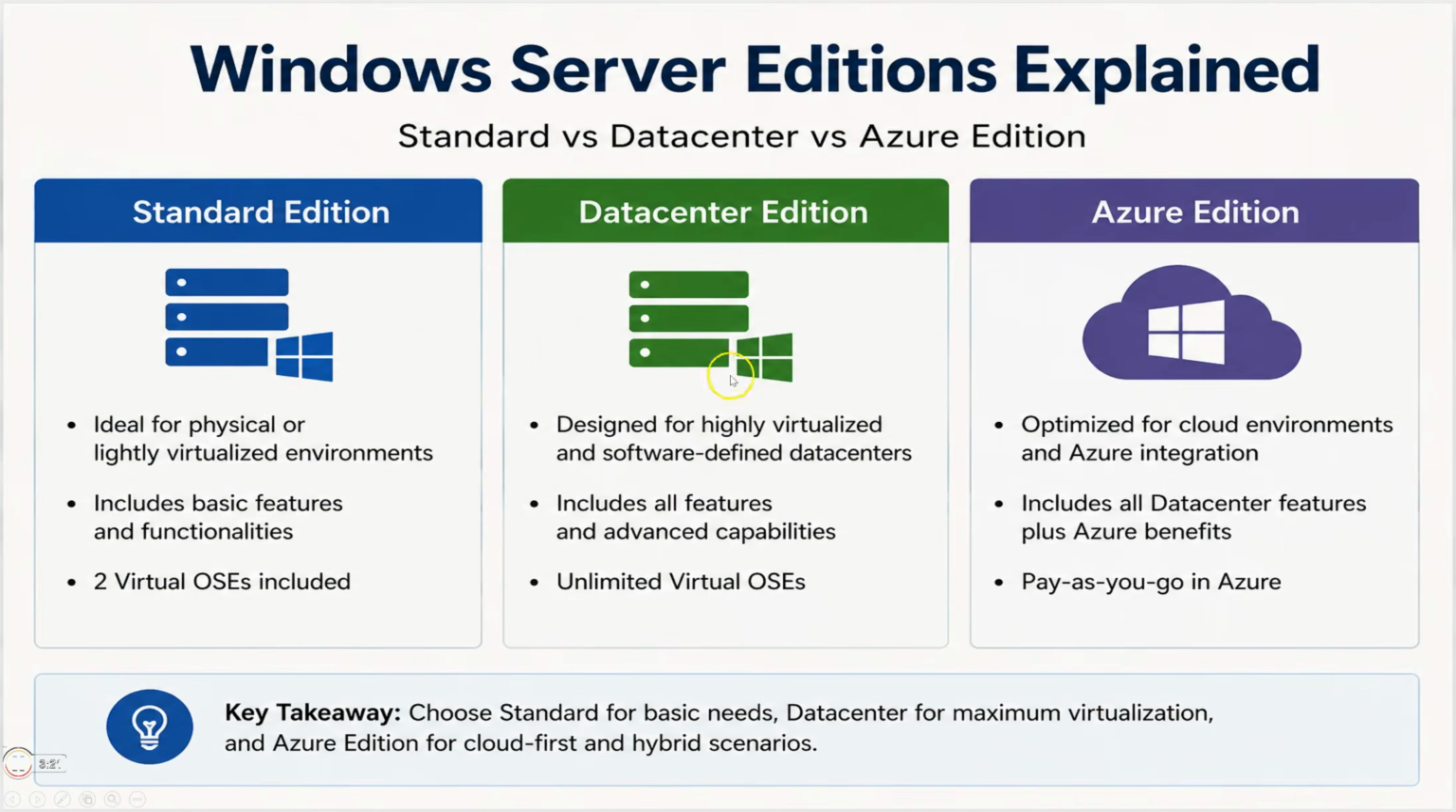And then we have the Datacenter edition, designed for highly virtualized and software-defined datacenters. It includes all features and advanced capabilities, and you can run unlimited virtual machines on top of that. And then you have the Azure edition, which is optimized for cloud environments and Azure integration, and includes all the Datacenter features plus Azure benefits. The licensing is pay as you go on Azure. So the key takeaway: choose Standard for basic needs, Datacenter for maximum virtualization, and Azure edition for cloud-first and hybrid scenarios.